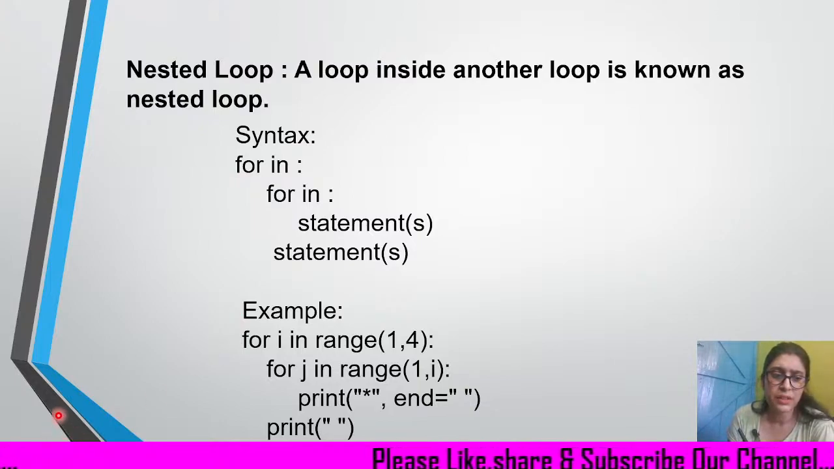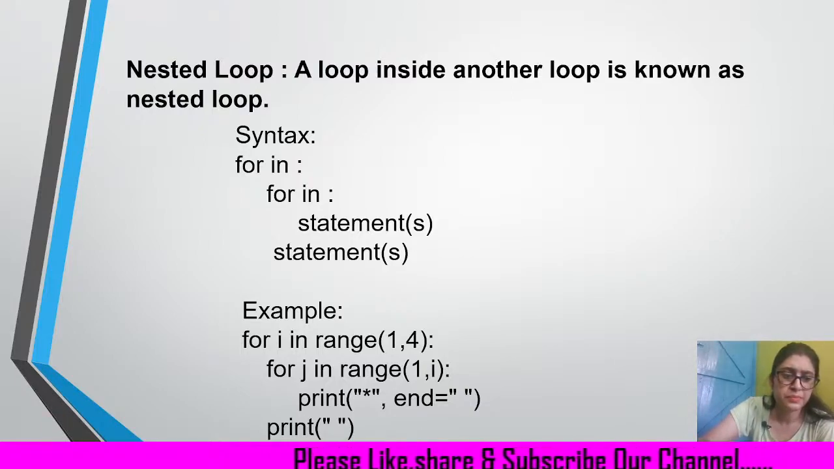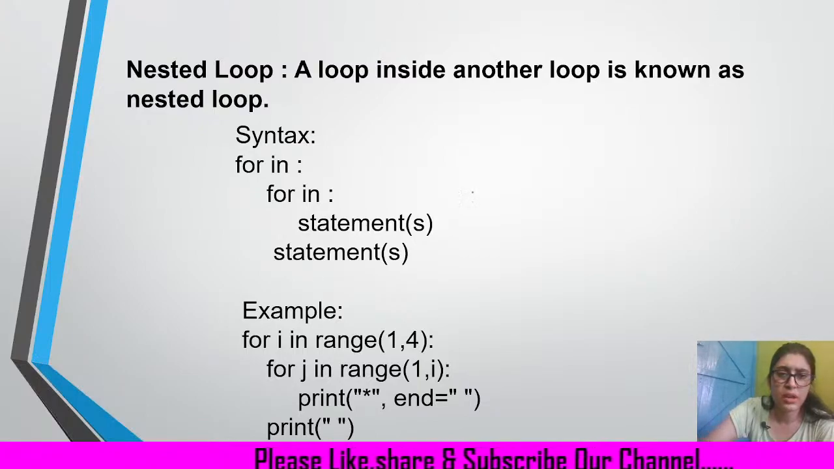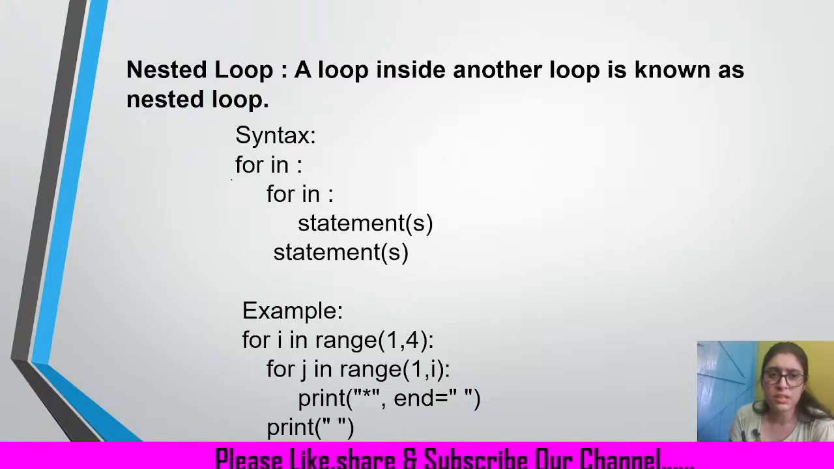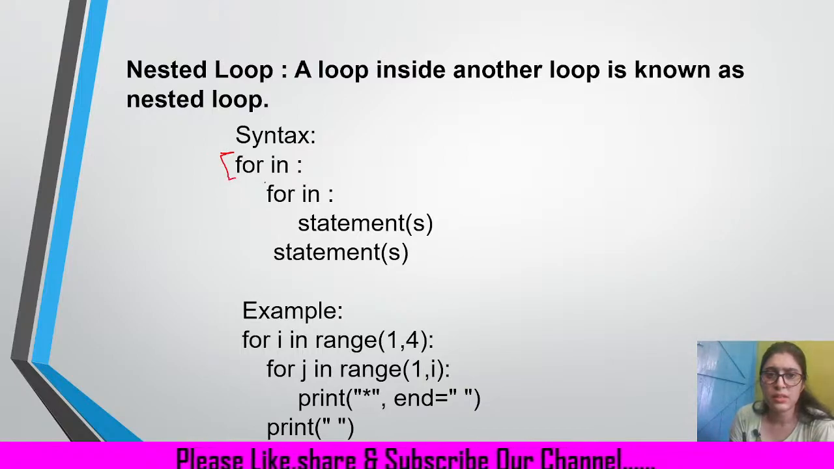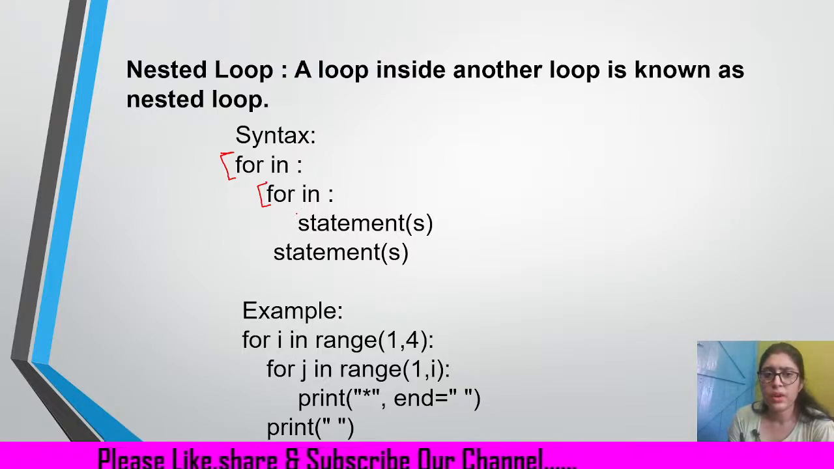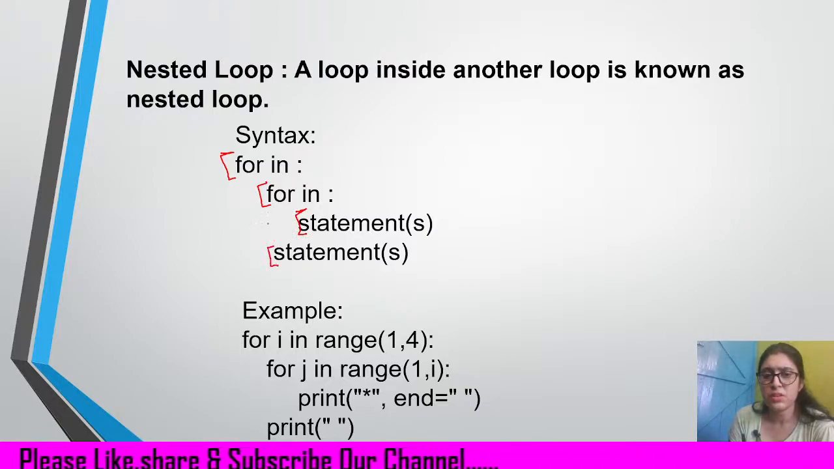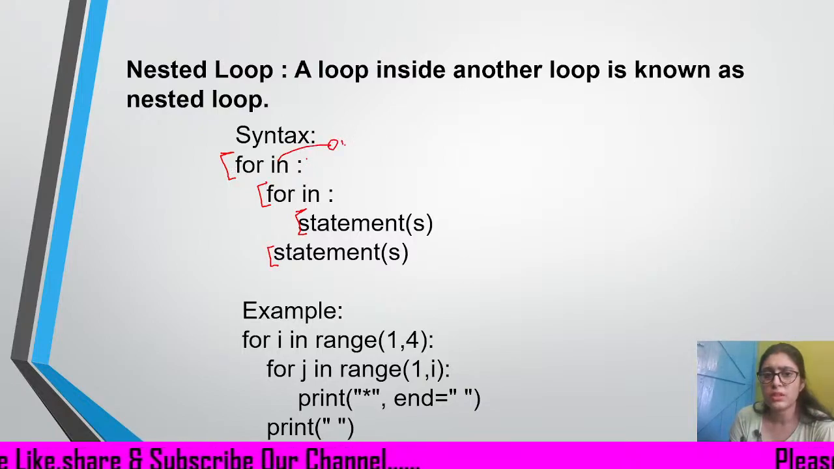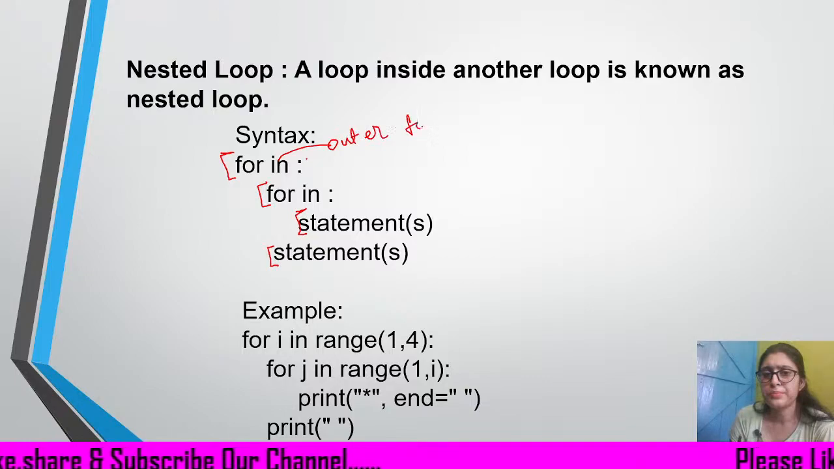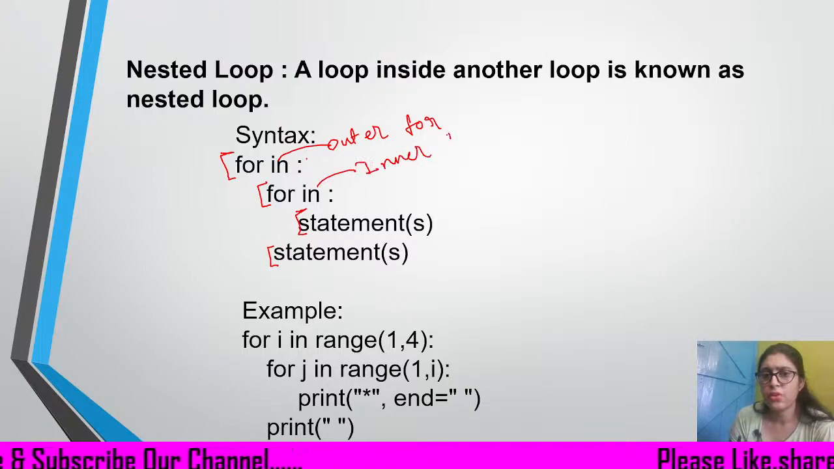Let's take a pen. I have taken the laser pointer over here. So here it is. Whenever you see, this is the outer loop and this is the inner loop. So this is the syntax of nested for loop. Here is the statement of the first for loop and this is the second statement inside the outer for loop. इसको हम outer for loop बोलेंगे और इसको हम बोलेंगे inner for loop.